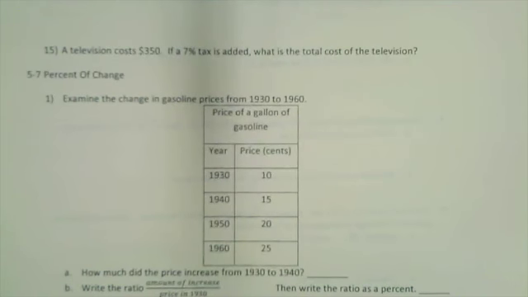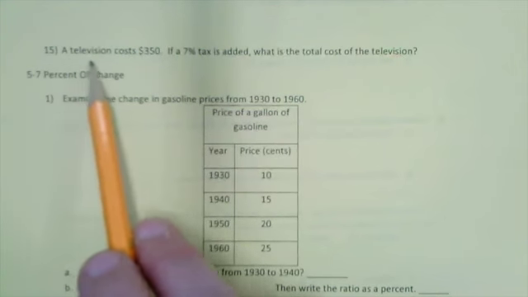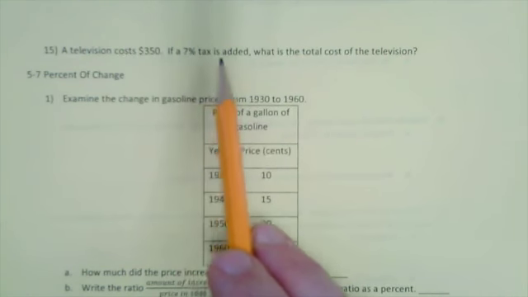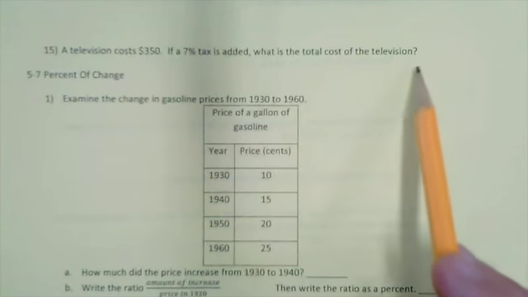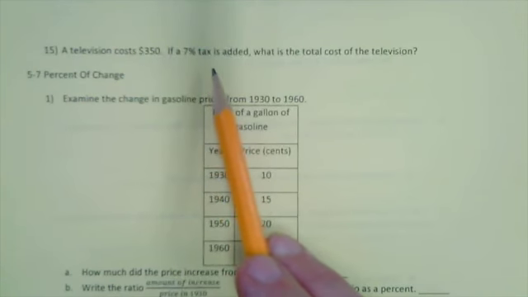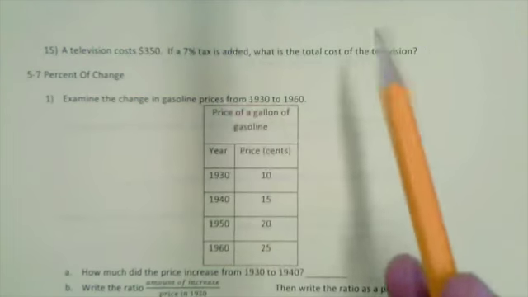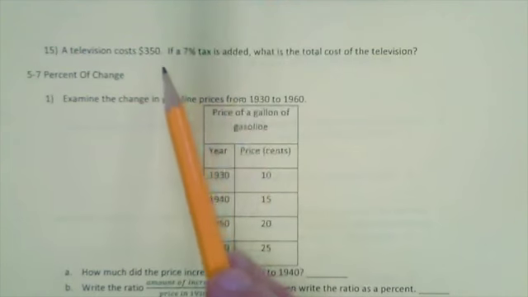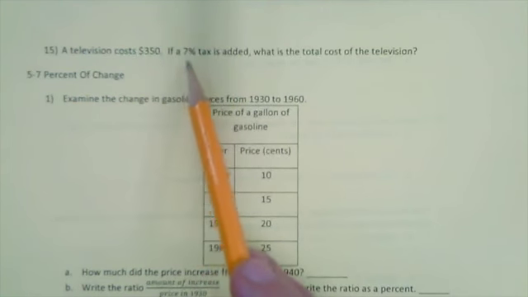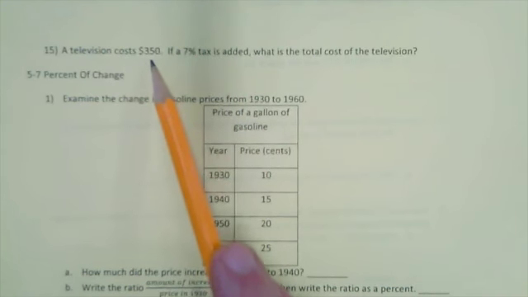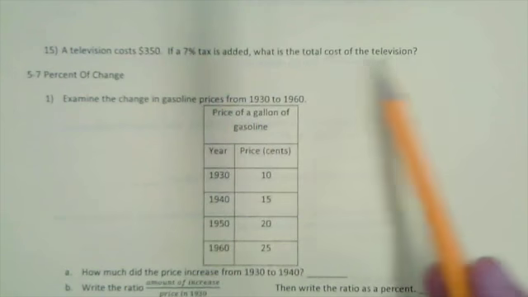And finally, one more problem for this particular section here on number 15. Let's say we have a television that costs $350. If we're going to add a 7% tax to it, what is the total cost of the television? Okay, it's one thing to find the actual tax. It's another thing to find the total cost. And what many students do, and this is perfectly fine, but it just takes a little bit longer, is they find the 7% tax, and then they add it to the original price. And that will give them the total cost involved, okay?